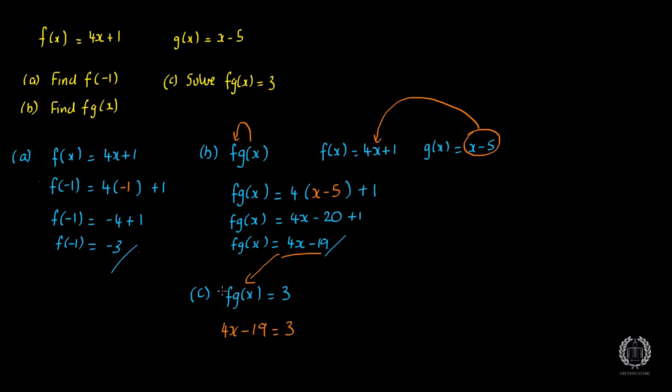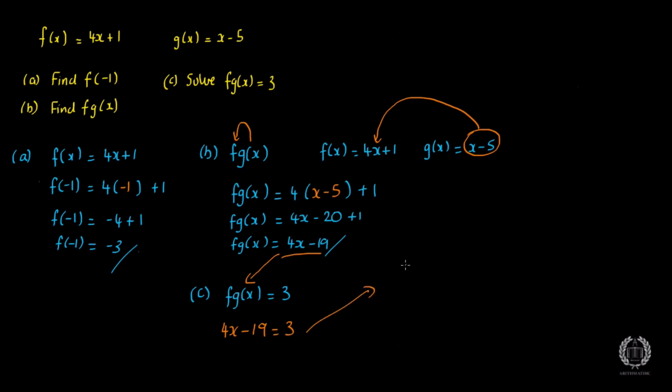Let me repeat what I just said. Fg of x you already know, right? Which is what you found here from the second question. So now instead of writing fg of x, I can just literally write 4x minus 19, because that is equal to fg of x. So I can write 4x minus 19 and equate that to 3.